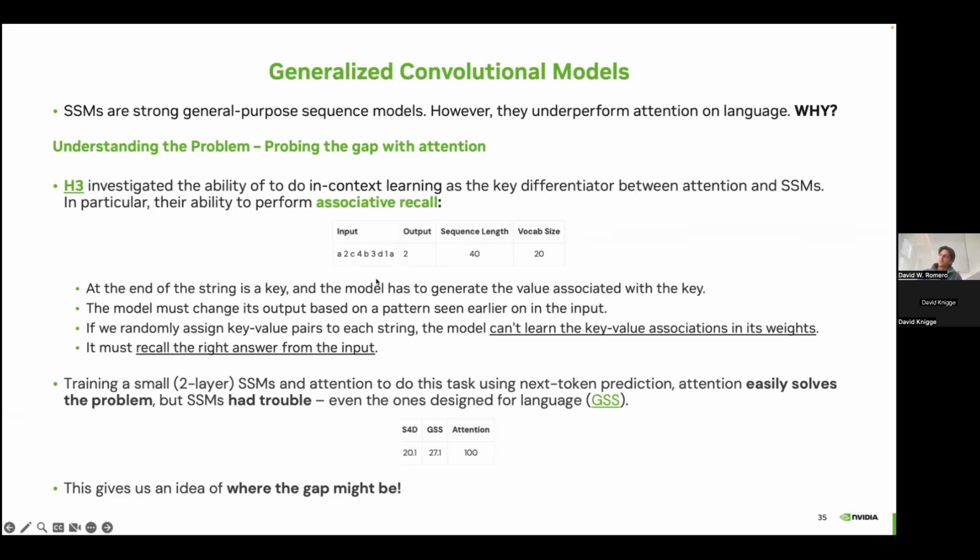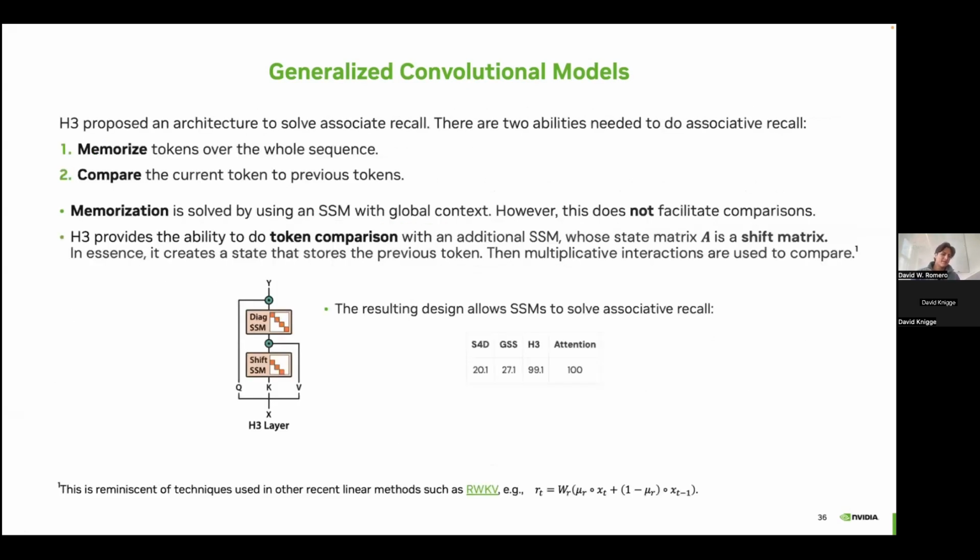The thing is that for each of the sequences in the data set, the assignments are going to be different. So for the next sequence, it could be A5, and in that case, you would need to recover a 5. And if you don't do this in an input-aware manner, you are not going to be able to learn this in the weights of a neural network. They tried to solve this with some modifications to the architectures. What they did was use an SSM to model long context, but also have a shift SSM, which would take the token from the past time step and put it into the present step. With that, you can do comparisons between what you have in memory and the current token.